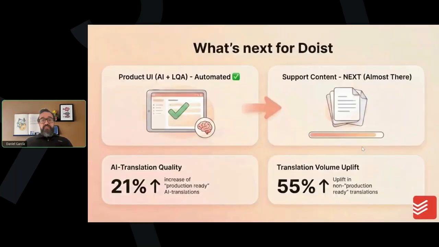What's next for Doist? We are almost at the last slide. This is the last slide. What's next for Doist? Well, the Transifex AI performance is improving across the product UI. I think we have reached a milestone where the product UI is already fully automated with the safety of human review. Support content may follow in this milestone. For us, support is basically the help center content. And I can explain here specifically how Transifex AI has performed.